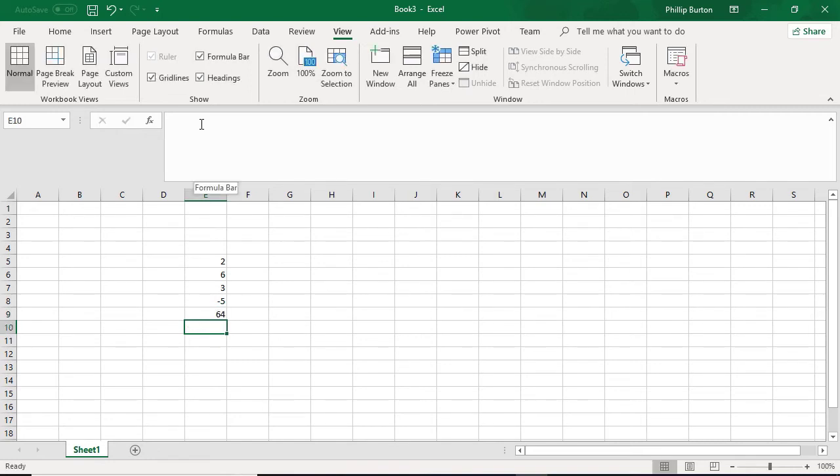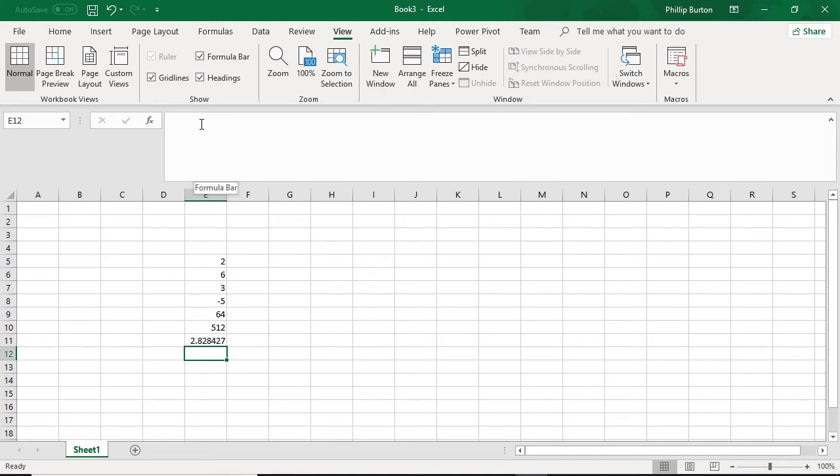So 8 times 8 is 64, and similarly 8 to the power of 3 is 512. That's 8 times 8 times 8. And 8 to the power of a half. Now I'm going to write this as 0.5. You might need to write it as 0,5 depending on where you are in the world. I'll come to that later. So equals 8 to the power of 0.5. This is the equivalent of a square root. So the square root of 8, 2.82. And that's really it for the basic operators.